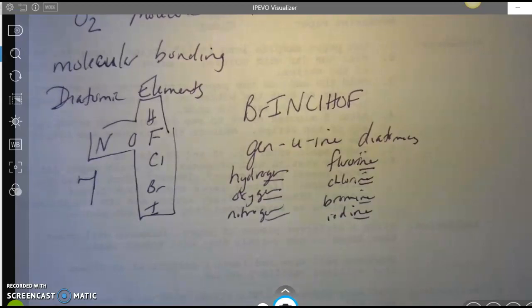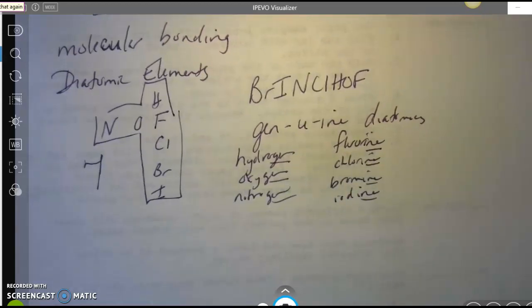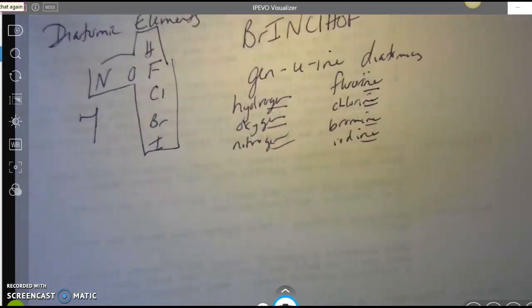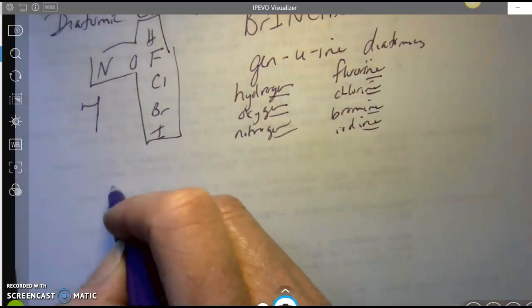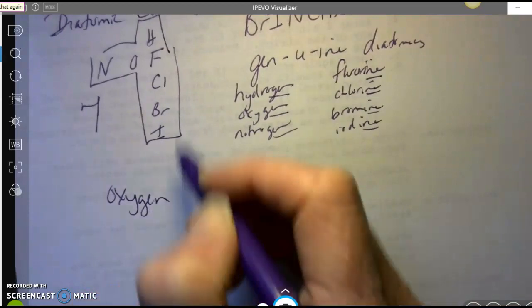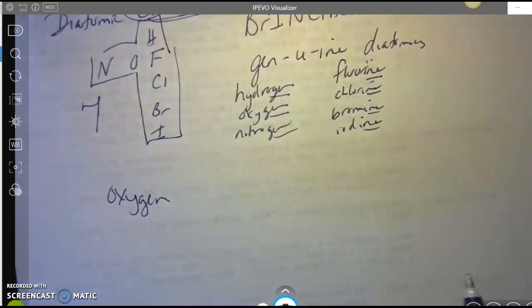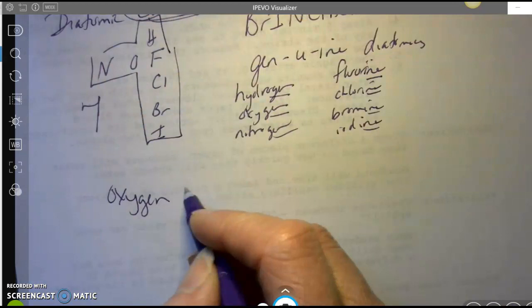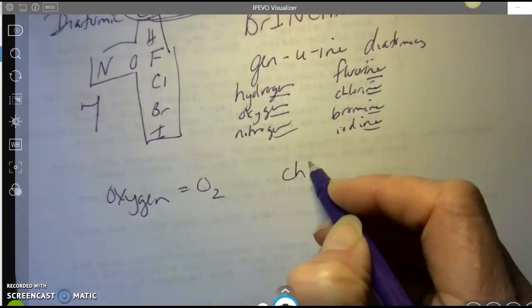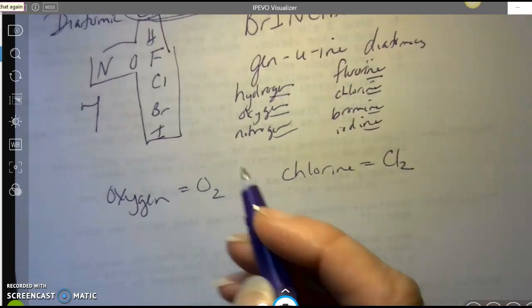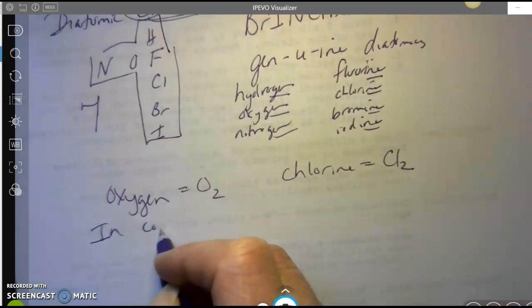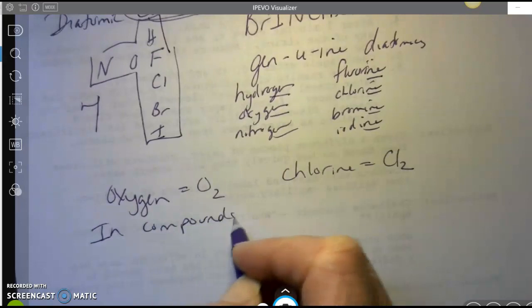Okay, so we're going to take a look at this, but once people start hearing this diatomic thing, they go from kind of applying it incorrectly. So I'm just going to throw this little piece in here. Oxygen as an element is O2. Chlorine as an element is Cl2. In compounds, they are not diatomic.